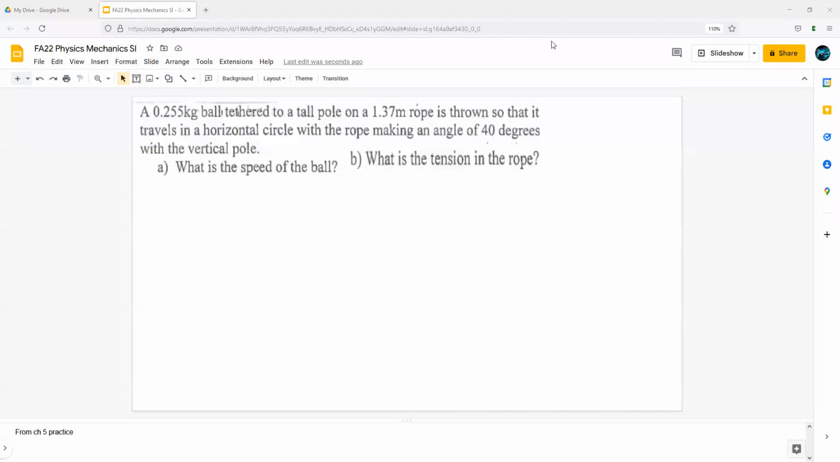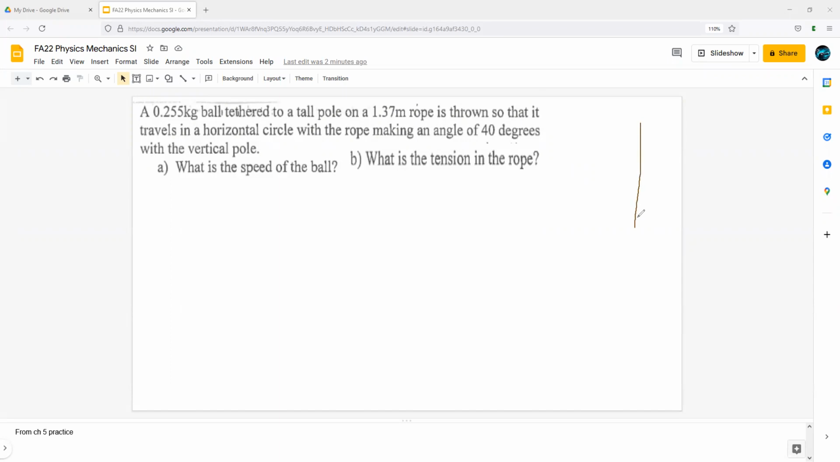All right. Hello, everyone. So I realized I haven't done a pendulum problem. So I'm gonna do one for you now. It's not a pendulum, sorry. Like the rope and ball tension problem, I guess. So this one has a ball tethered to a tall pole and it's thrown around to travel in a horizontal circle. So this is what it would look like, right?